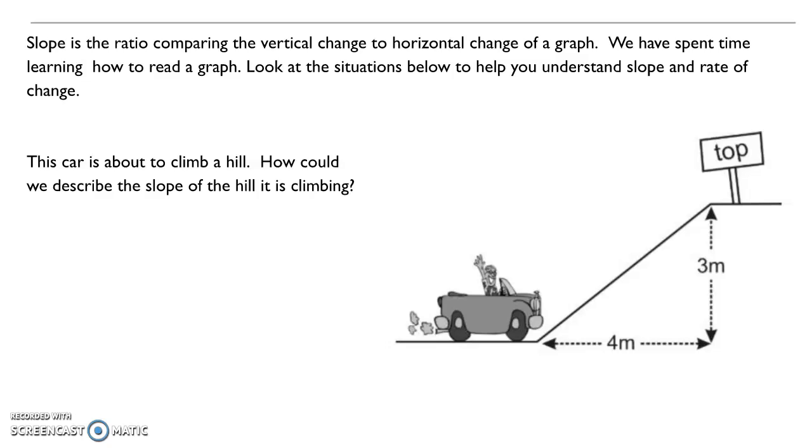Slope is the ratio that compares the vertical change to the horizontal change in your graph. So the vertical meaning the up and down, the horizontal meaning the left and right. We've done this a lot already, we just didn't call it slope, we didn't call it rate of change. We just said, hey, what's happening here? Describe it. So for example, we might have looked at a graph on a coordinate plane of something like this and said, hey, this car's about to climb uphill. And it's going to be a 4-meter long hill that climbs 3 meters.